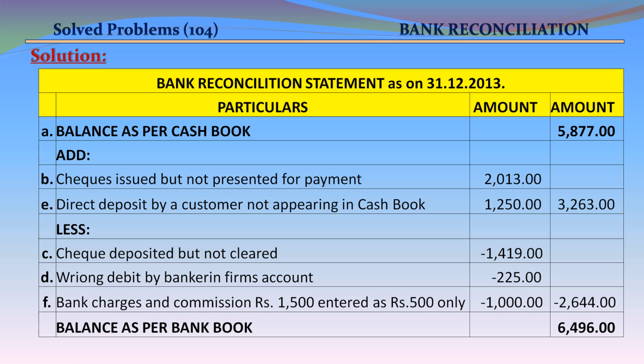3,263. Less: Checks deposited but not cleared 1,419. Less: Wrong debit by banker in firm's account, minus 225. Less: Bank charges and commission rupees 1,500 entered as 500 only, minus 1,000. Total deduction, minus 2,644. Balance as per bank book: 5,877 plus 3,263 minus 2,644 is equal to 6,496.